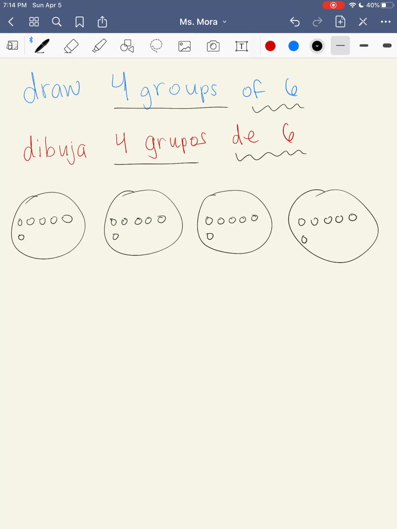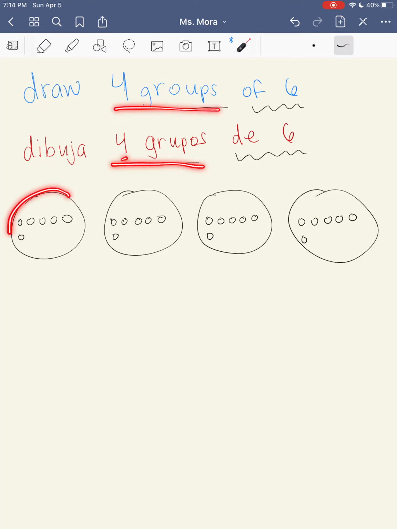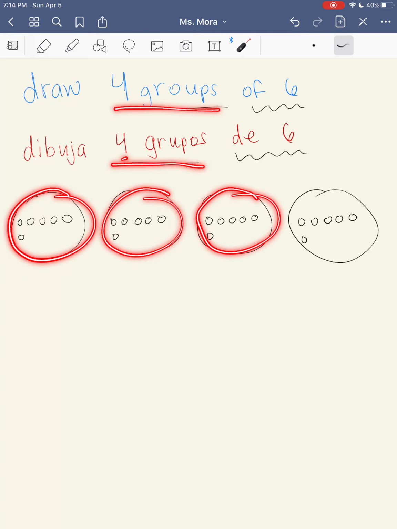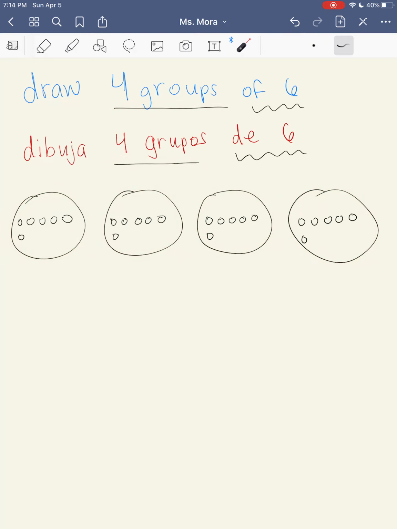Okay? And that's it. So just to check our work, we have 4 groups, 4 grupos, 1, 2, 3, 4, of six in each one. 1, 2, 3, 4, 5, 6. Okay? So here are my four groups of six. Okay, aquí tengo mis cuatro grupos de seis.